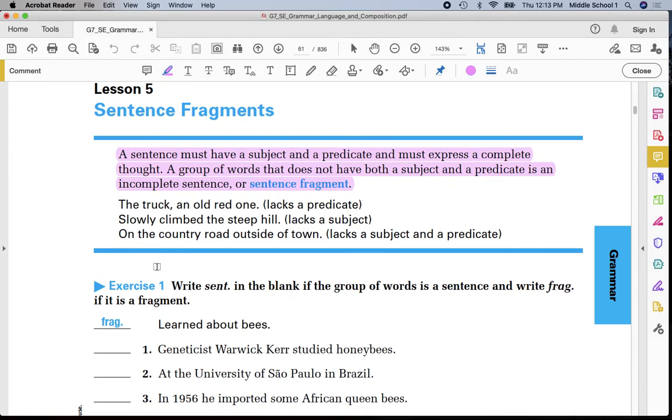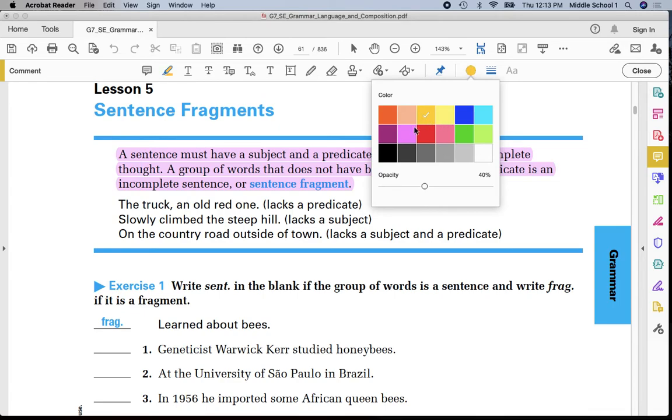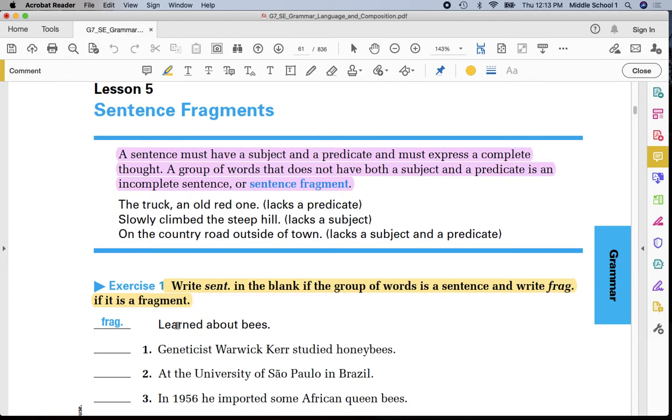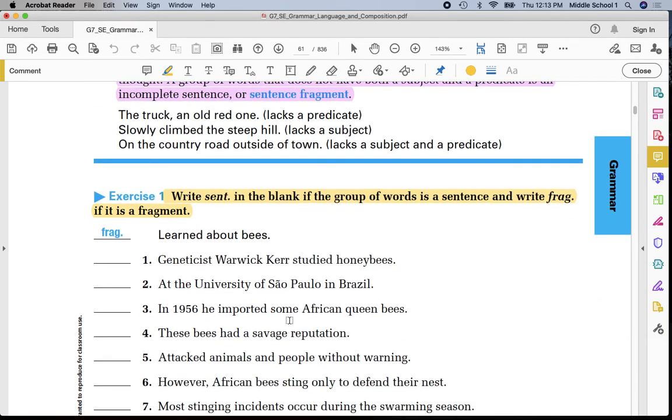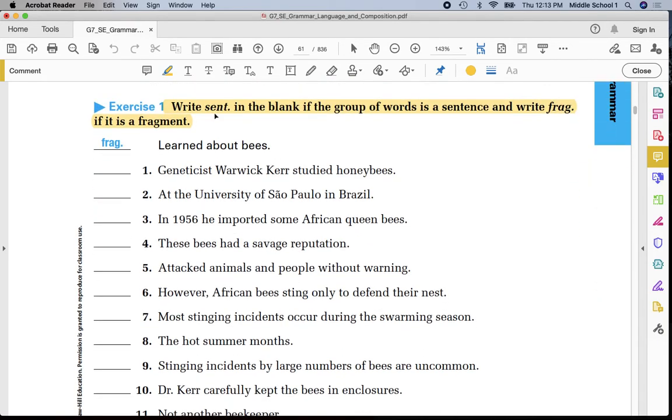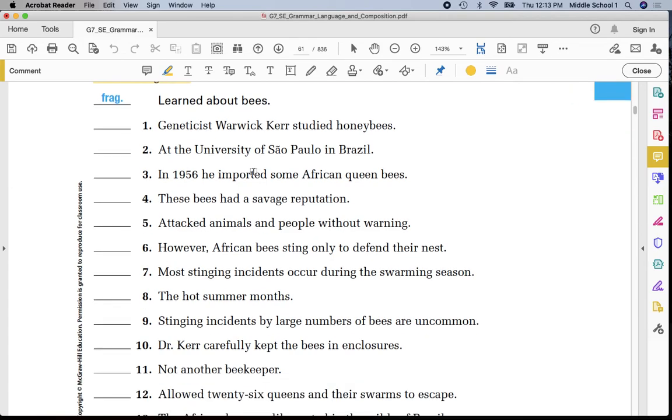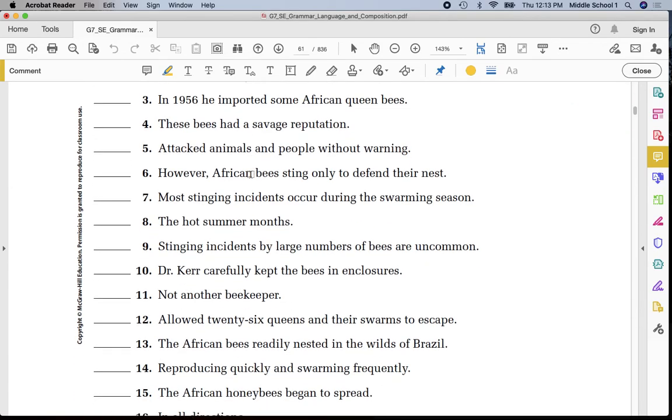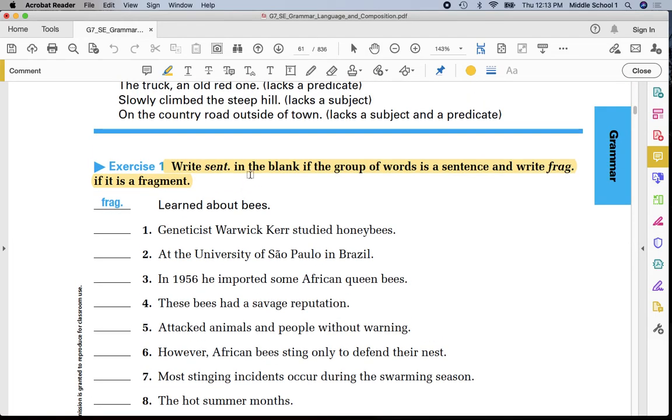Your assignment on page 55. Let's follow the directions that are printed on this page. If it's a sentence, write sentence on the blank. If it's a fragment, put fragment on the blank. You can use these abbreviations if you like to complete the 16 sentences that are found on page number 55. Your assignment, please complete page number 55 by putting sentence or fragment on the blank describing the words in that particular line.